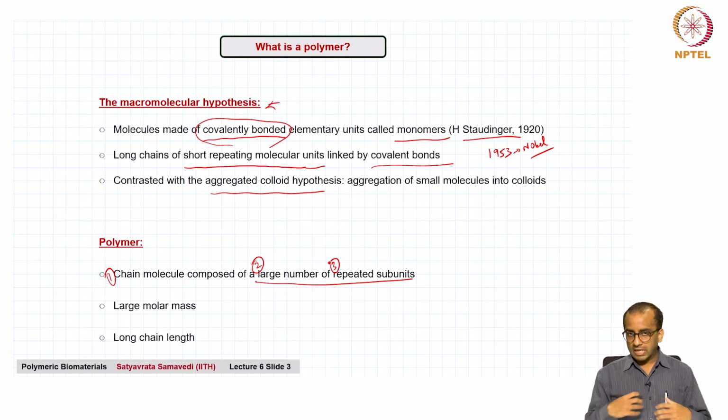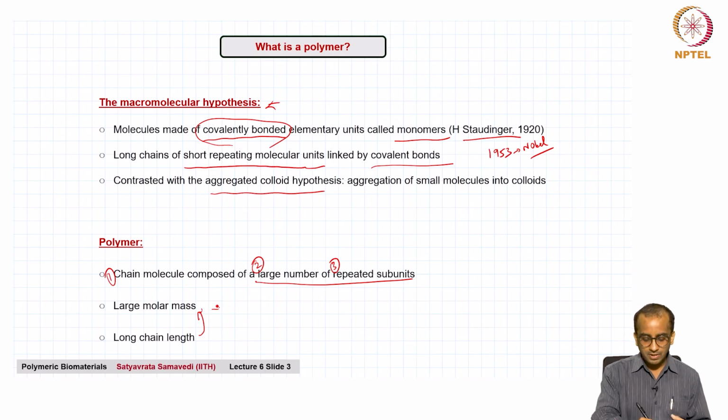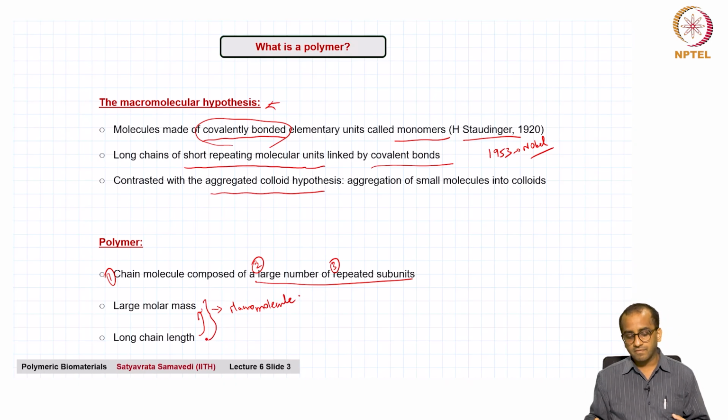One consequence of a large covalently bonded set of molecules resulting in a long chain is a very large molar mass. That is why it is called a macromolecule: a long chain length and a large molar mass, as opposed to, say, a salt, for example, which is a small molecule.